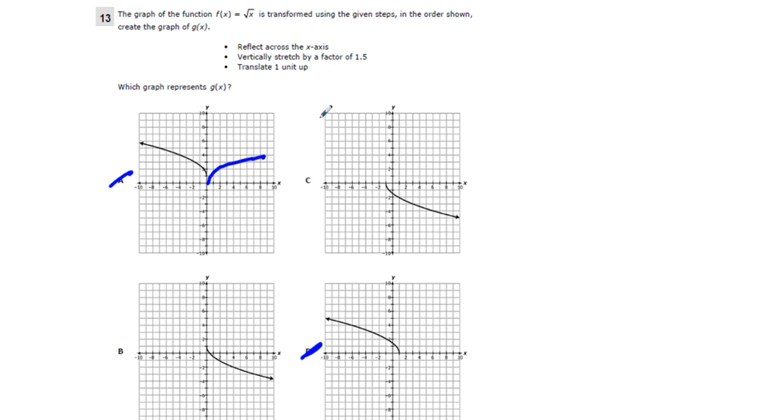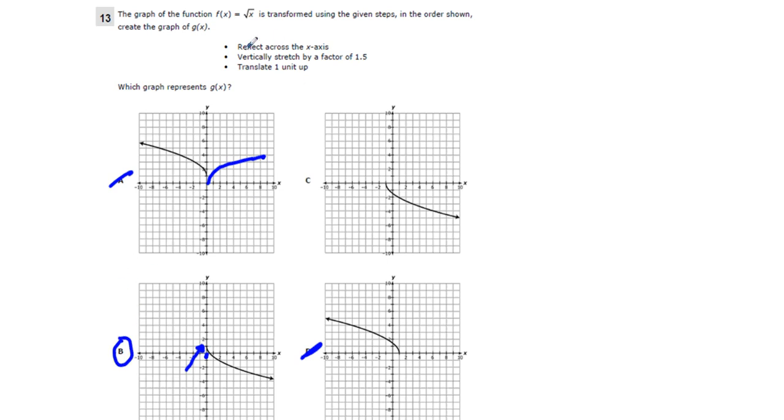Then vertically stretched by a factor of 1.5, which means it's going to go higher like this. So if we stretch, okay, so we're going to vertically stretch. I think B is your right answer. This is a vertical stretch here. And then finally moved up 1 unit. And this one here is moved up 1 unit from the origin here. Answer choice B. And B would therefore be our correct answer.